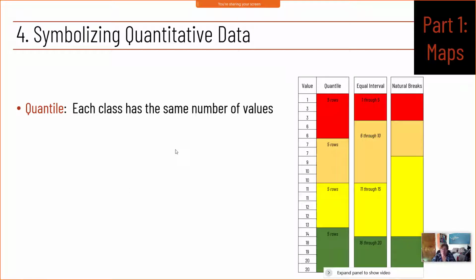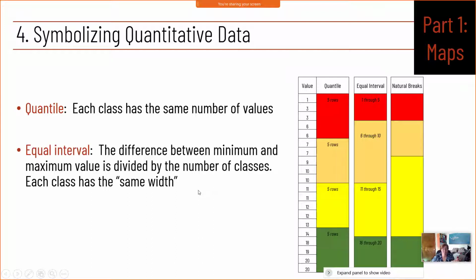So let's say if we have 4 groups and 20 values, then each one of them needs to have 5. And if we were to symbolize them from green to red at the top here, you can see that the categories fall out like this. So for example, the value 14 is considered to be green and maybe good.